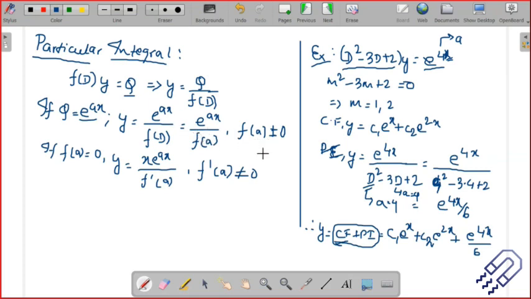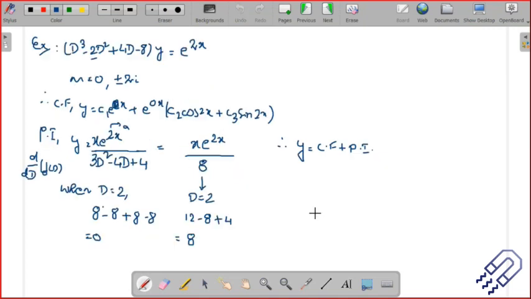If that f(a) is equal to 0, we differentiate it once, put an x on top also, then we again get the answer. If again it's equal to 0, we differentiate it again, and we keep on doing it until we get the denominator to be a non-zero value. In that way we can find out, and we have seen some examples. That was the first type that we should know.